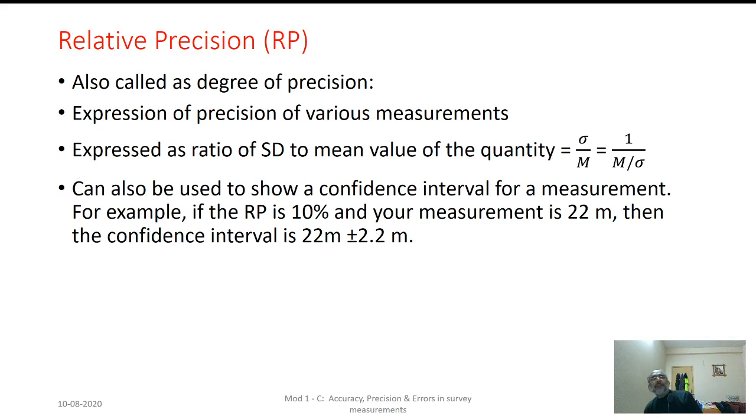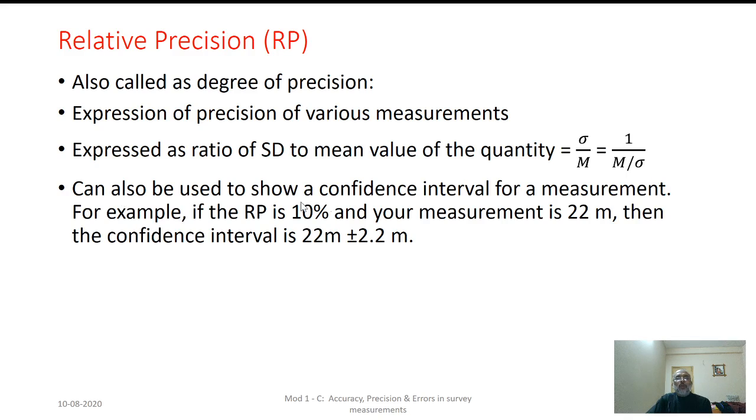There is a necessity to express the precision of the various measurements. So, in order to express this particular precision of the various measurements, the term that we make use of is nothing but this relative precision. It is expressed as the ratio of standard deviation to the mean value of the measurements that we made. Here, usually it is expressed as 1 by m by sigma.